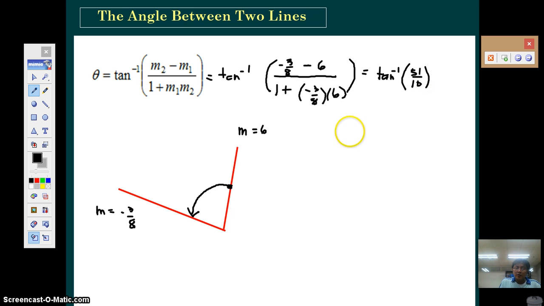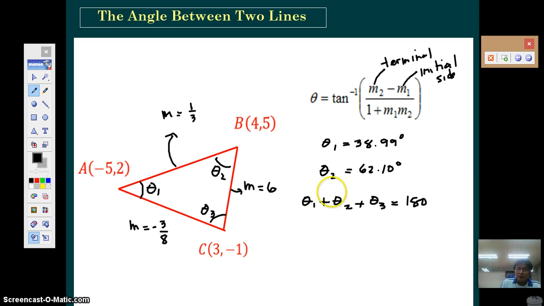And theta 3 is tan inverse of 51 over 10. Let's get the exact measure in degrees. That would be 78.91. So theta 3 is 78.91. Now we can check if all three angles that we got are correct. If we add them up, 38.99, 62.10, and 78.91 should all add up to 180 degrees. 180 degrees.